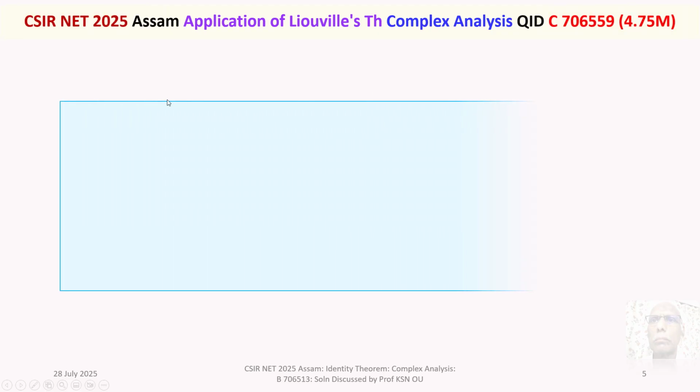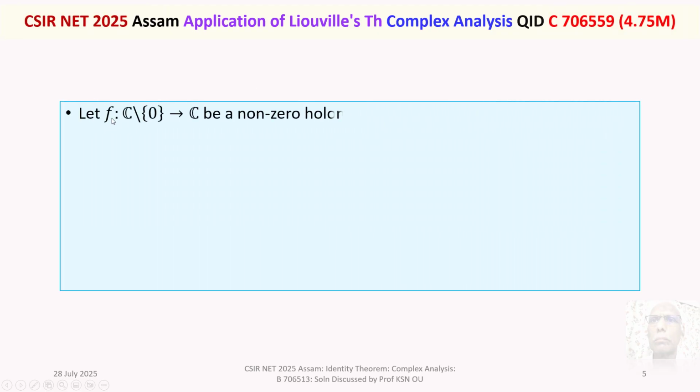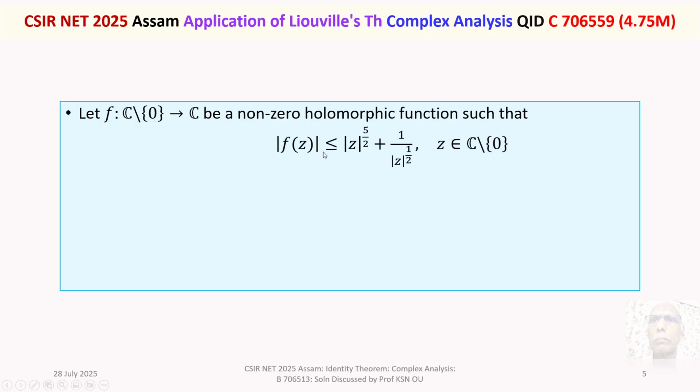The given question is: let f be a non-zero holomorphic function defined from the non-zero complex numbers to the set of complex numbers such that modulus of f(z) is less than or equal to mod z to the power of 5 by 2 plus 1 by mod z to the power of 1 by 2 for all z belonging to the set of non-zero complex numbers. Which of the following statements are true?